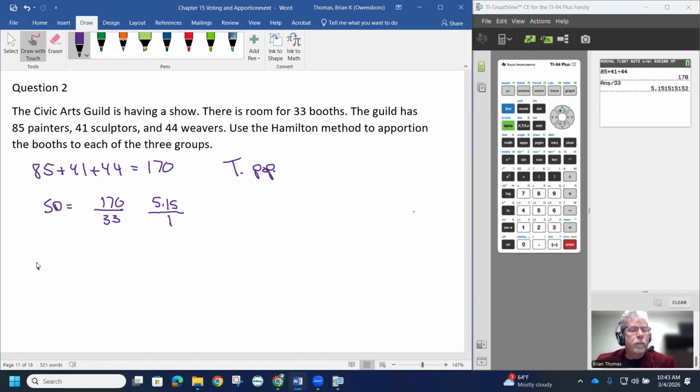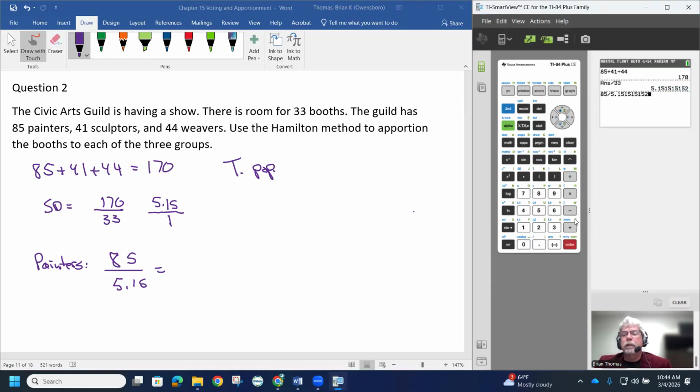So now look at the painters. How many painters get to be part of the booths? Since there's 85 painters, what we do is divide that by the 5.15. I'm going to use my calculator over here and keep the decimal. So 85 divided by, and I'll go up here and get my standard divisor, put that in, so I'm getting as accurate an answer as possible. So we're getting 16.5 painters at this point.